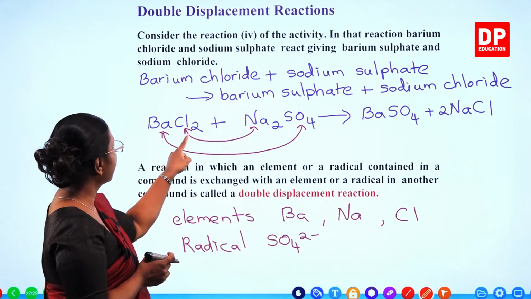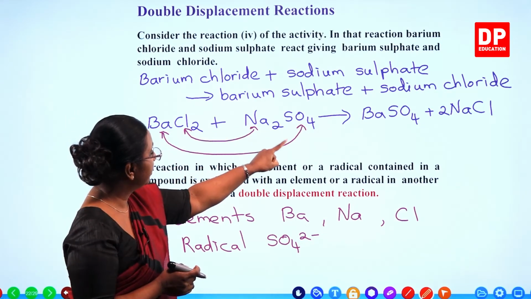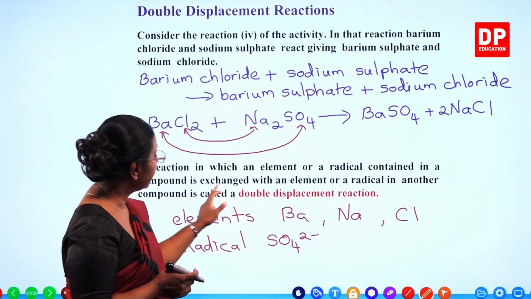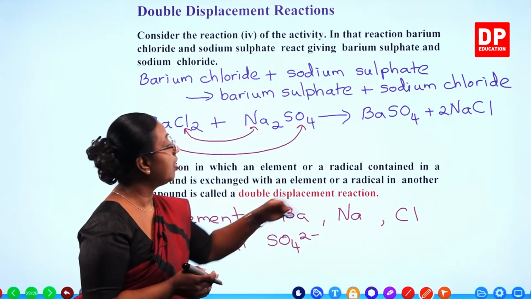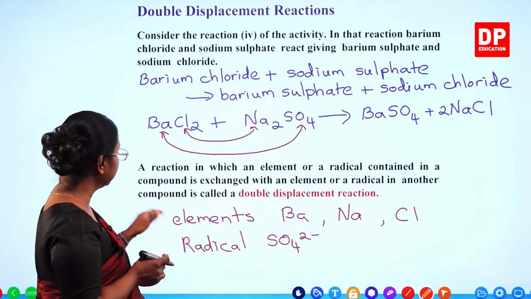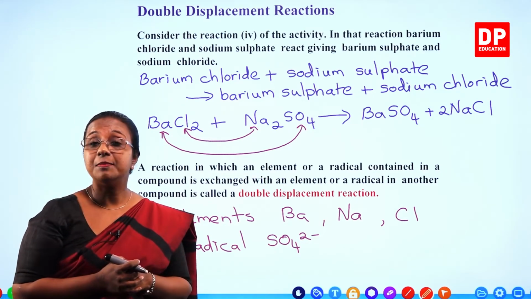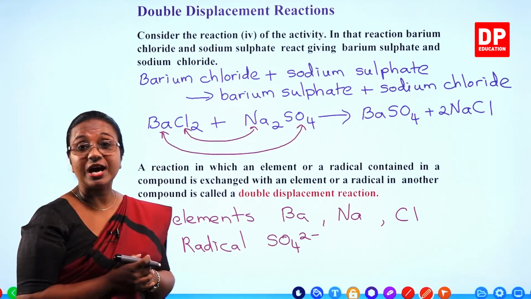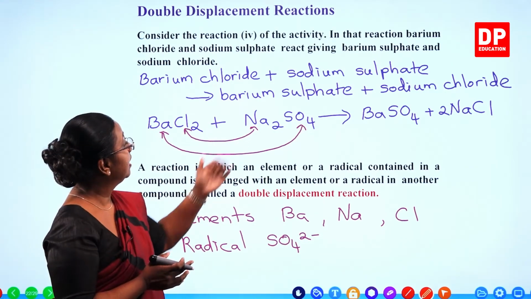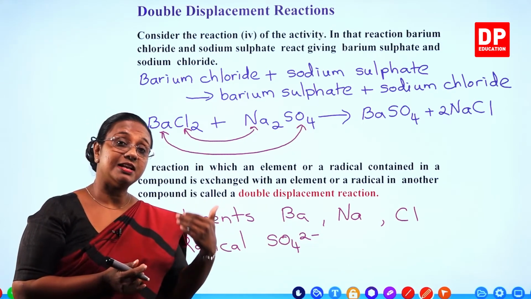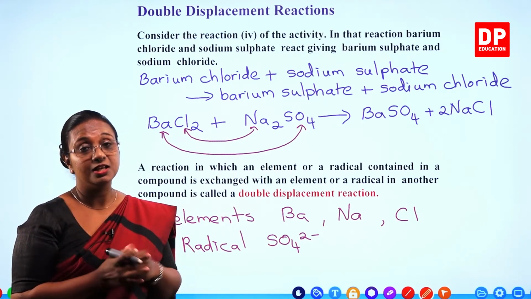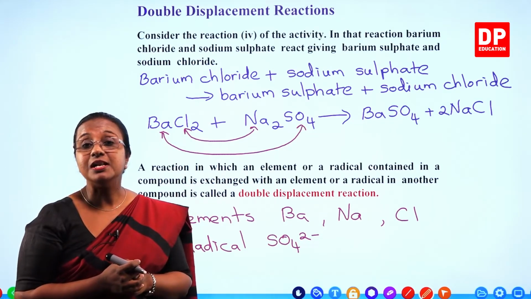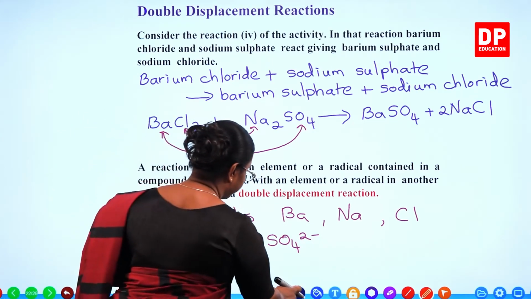So, in this there are two elements. In sodium sulfate there is an element and a radical. When an element or a radical is exchanged with an element or a radical in another compound, it is called the double displacement reaction. In barium chloride we have both elements. In sodium sulfate one is an element, the other one is a radical. So, they are exchanged. Then we call it a double displacement reaction.